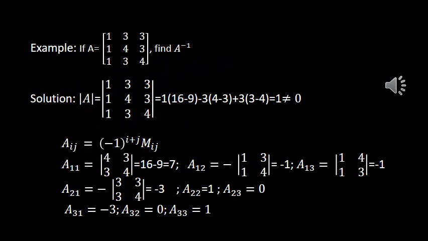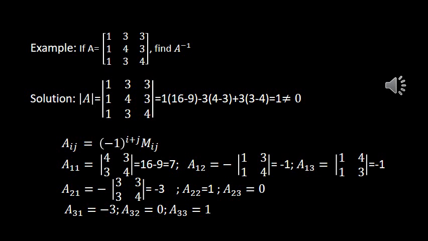Now one example. A is equal to the matrix [1 3 3; 1 4 3; 1 3 4]. Find A inverse. We know the formula for A inverse, that is 1 by determinant A into adjoint A. We already learned how to find determinant A and how to get adjoint A. Get both of them separately, then put them in the formula. So determinant A is found through expansion along row 1 and the answer is 1, which is not equal to 0. See, this condition you must write: determinant A not equal to 0. Then only A inverse exists.